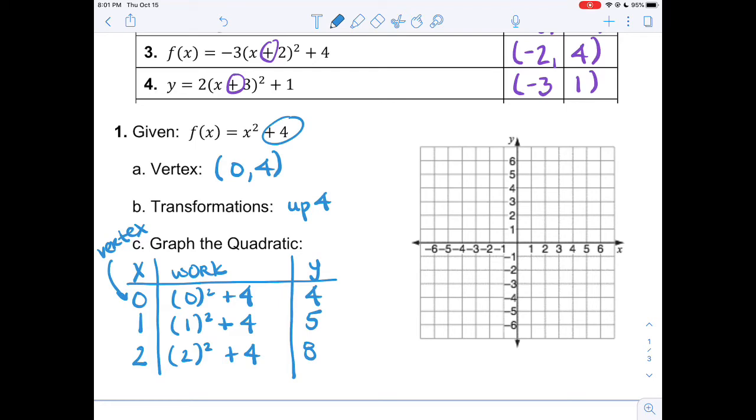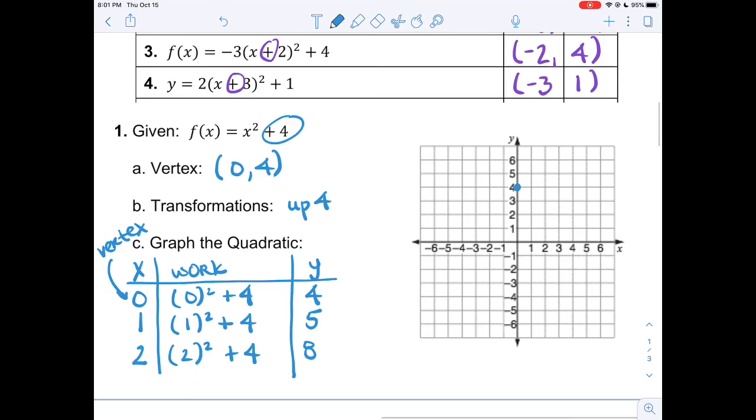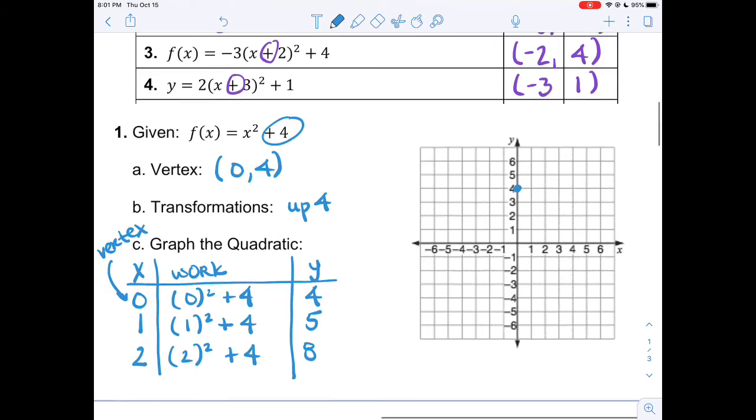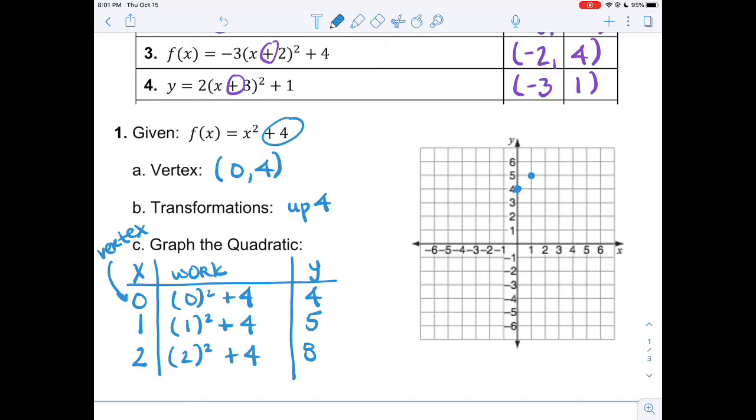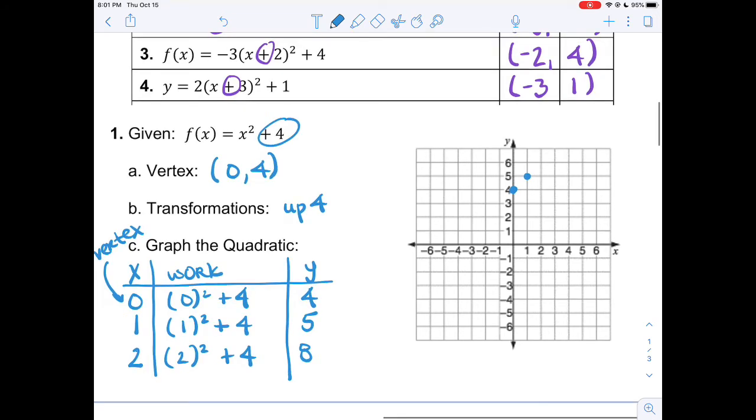I can see that my graph only goes to about 7, so I'm going to stop here and plot those points. The points that I'm going to plot are (0, 4), remember x then y, (1, 5), and finally (2, 8), which I'm going to have to estimate a little bit to be right there. And I can draw the right side of my graph from those 3 points. Draw kind of a half of a U shape.